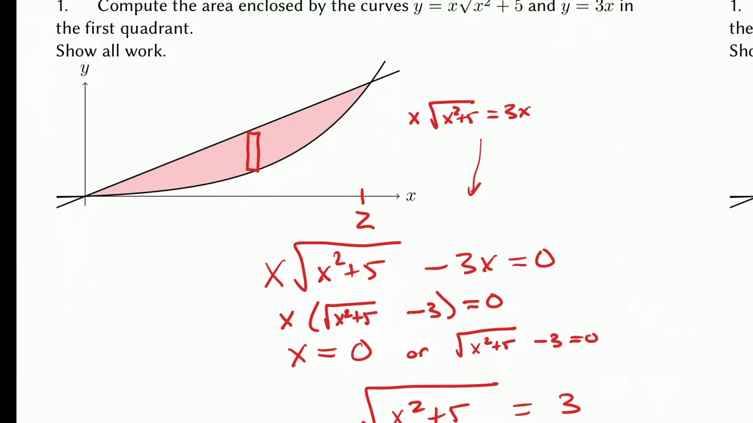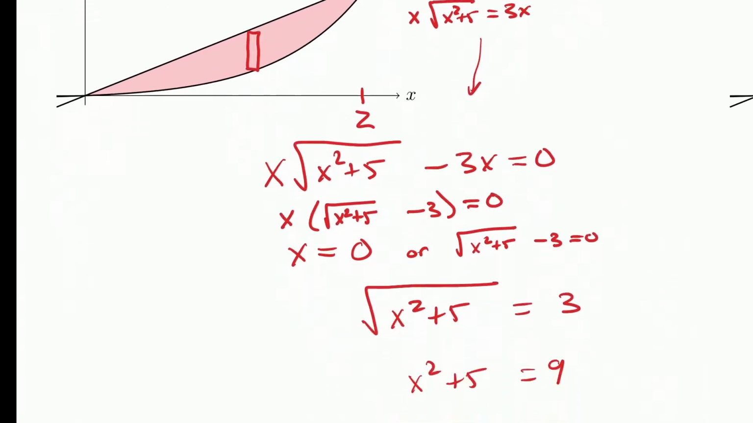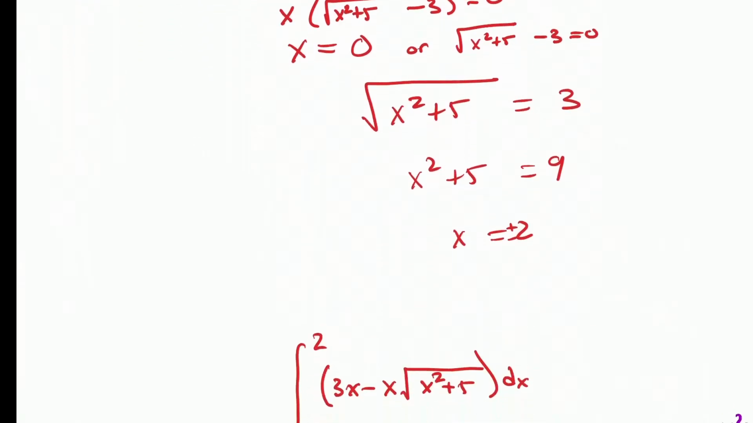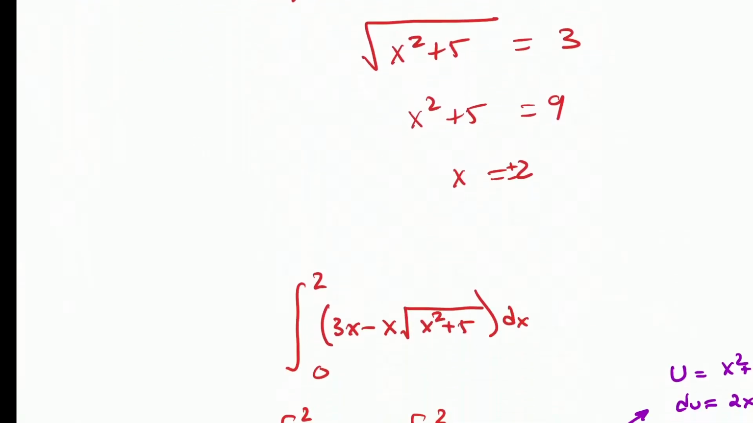So if you were going to set this up with no other work, you'd at least get half credit. You should have something that looks like this. So down here, I'll move it up in just a sec. But you've got your limits, 0 to 2. The top minus the bottom. That's what we're looking for. Top minus bottom, dx.